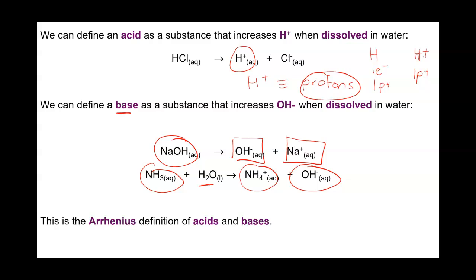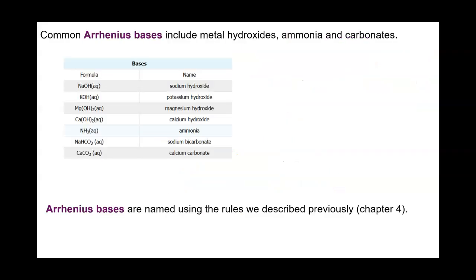So a base might be an ionic compound that dissociates to form hydroxide, or it might be a molecular compound that reacts with water to form hydroxide. These two definitions are referred to as the Arrhenius definitions of acids and bases. So common Arrhenius bases are metal hydroxides, ammonia, and ionic compounds that contain the carbonate anion. Arrhenius bases are named according to the rules for naming ionic and molecular compounds that we described previously in Chapter 4.